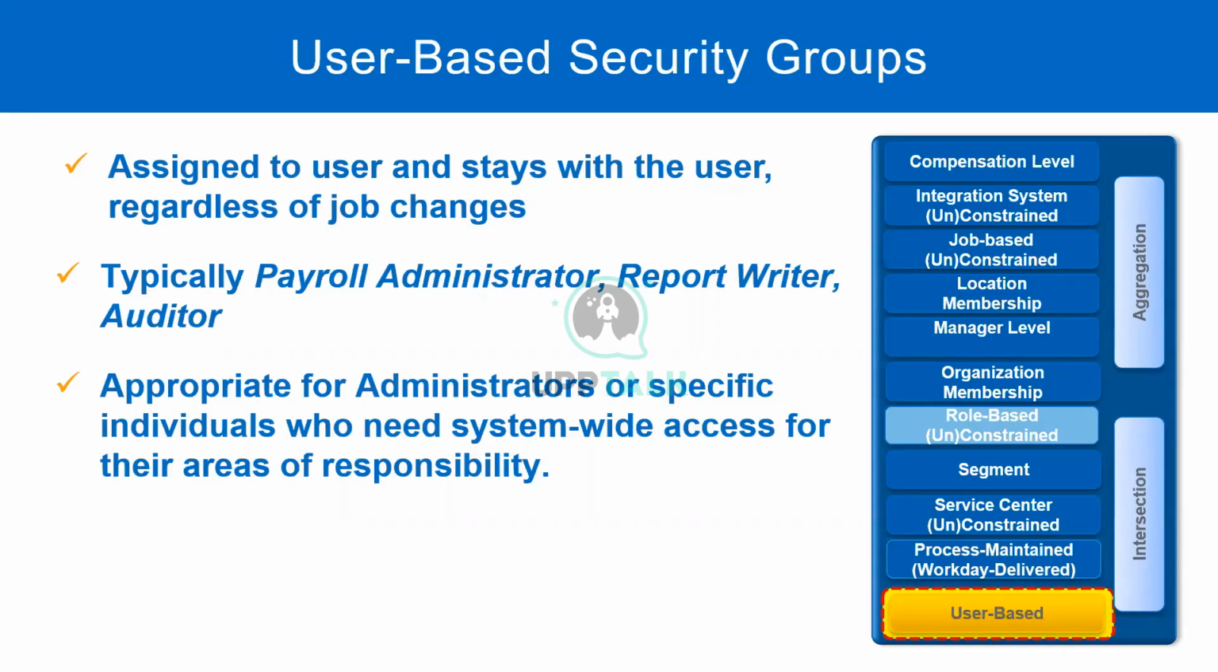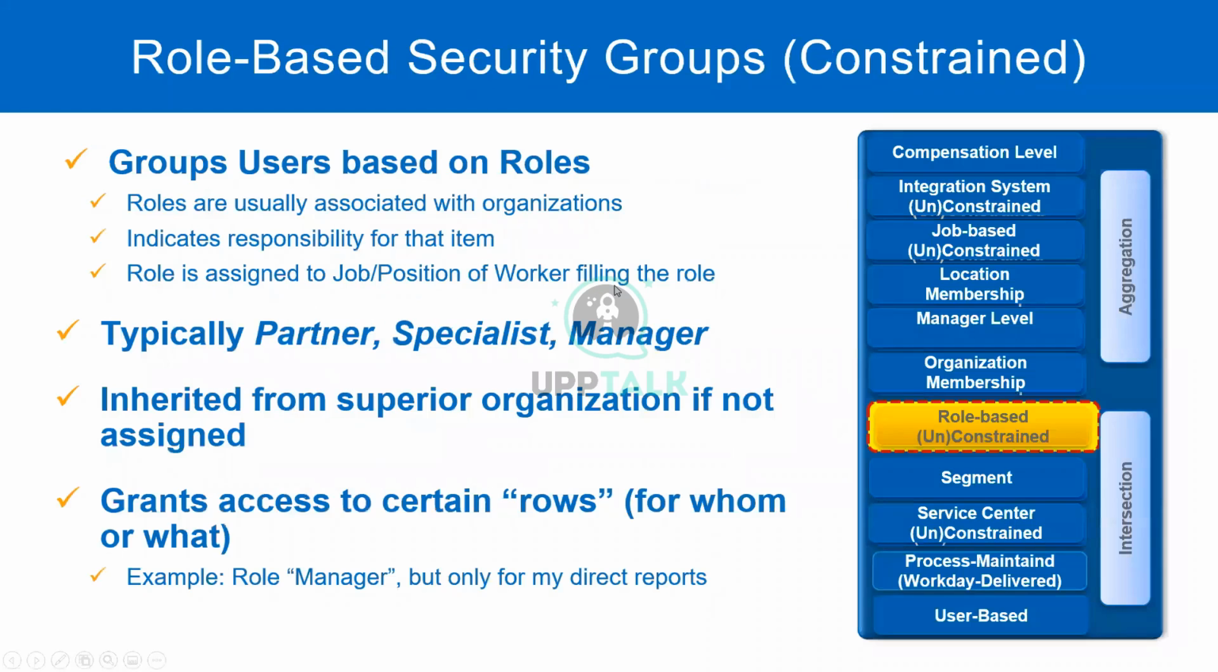So what can we call this kind of a security group that can access the entire system? Unconstrained. Unconstrained. Perfect. Yes. Because there is no constraint as such. So it is typically an unconstrained type of security group, and the typical examples are your administrators, auditors, report writers. Right. These are some typical examples of a user-based security group.